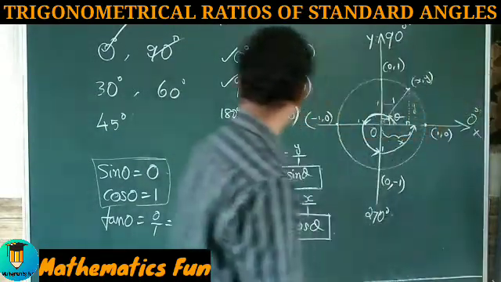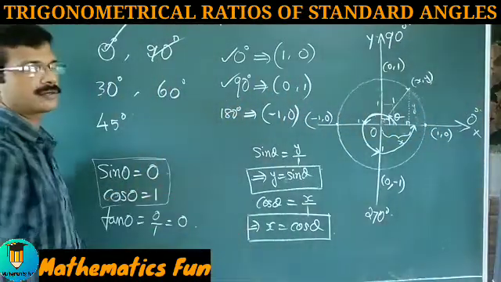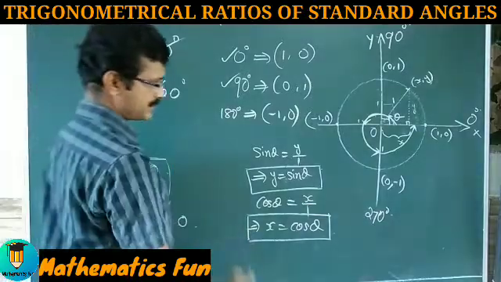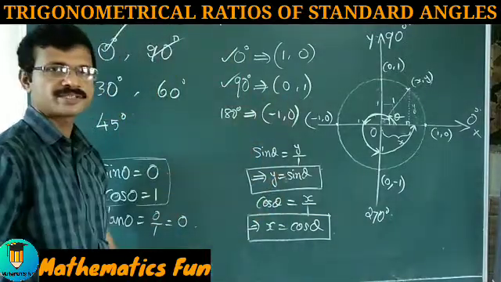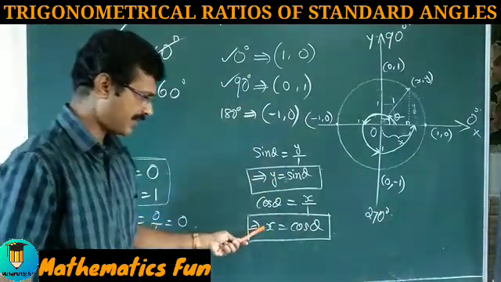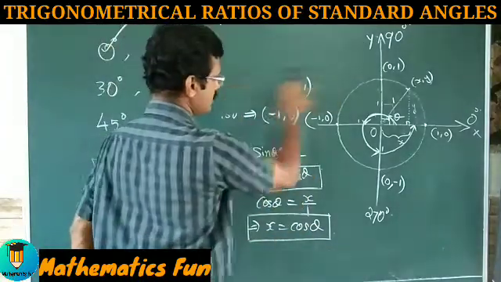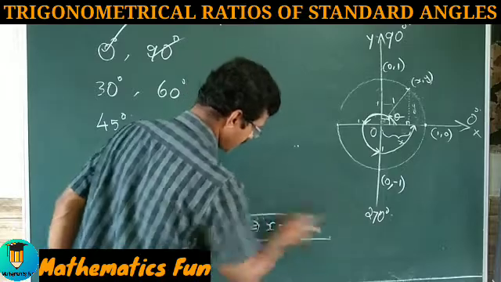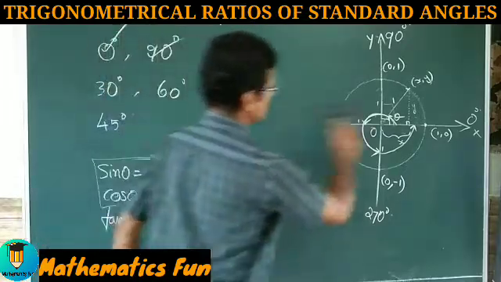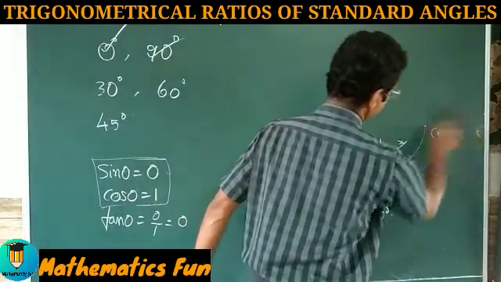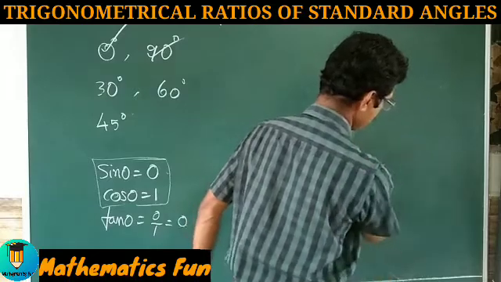Now I will go to the next standard angles, 30 degrees and so on. I will explain the same concept. I said already x stands for cos, y stands for sin with respect to the angle. With the help of that I will be telling about 30 degrees and even 60 degrees also.